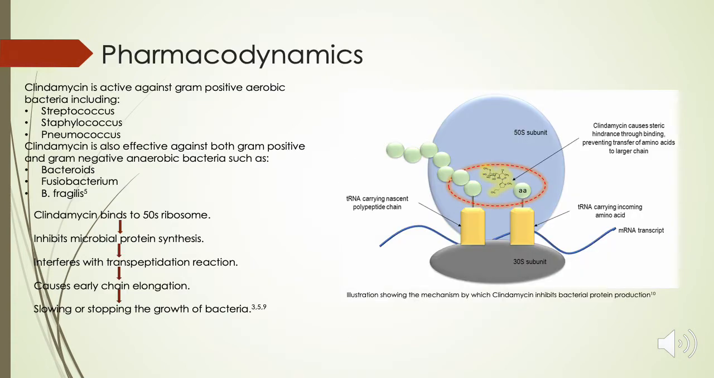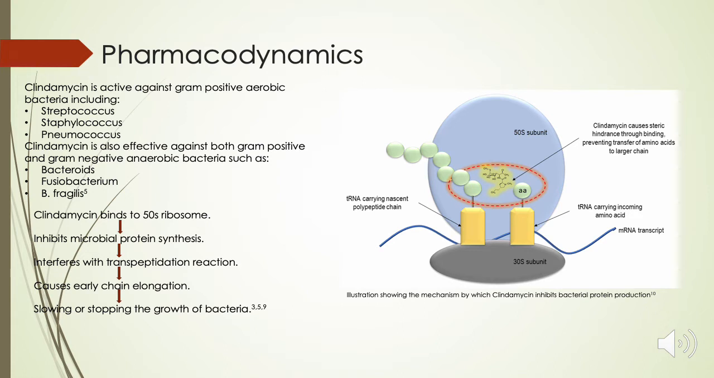Pharmacodynamics. Clindamycin is active against gram-positive aerobic bacteria, including Streptococcus, Staphylococcus, and Pneumococcus. Clindamycin is also effective against both gram-positive and gram-negative anaerobic bacteria such as Bacteroides, Fusobacterium, and P. fragilis. Clindamycin works by binding to the 50S ribosomal subunit of bacteria to inhibit microbial protein synthesis.